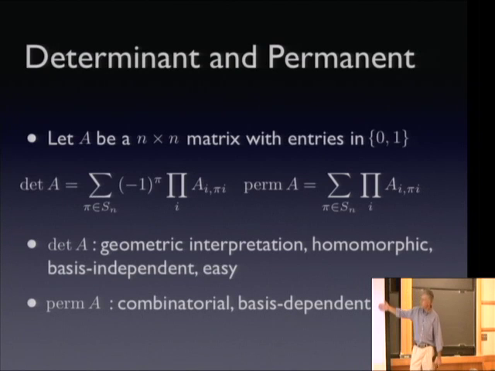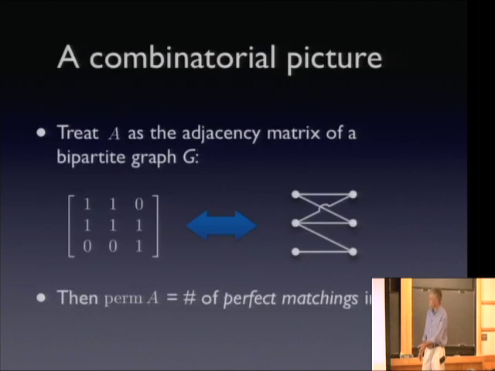And then the permanent is just the same thing, but without that confusing sign factor. And you all know the end of this story: the one that looks more complicated is actually the one that has this profound geometric interpretation. It's homomorphic, it's basis independent, and it's computationally tractable. And then there's the permanent, which looks simpler, but it also has a beautiful combinatorial interpretation. It's basis dependent, and as far as we know, computing it exactly is of course intractable.